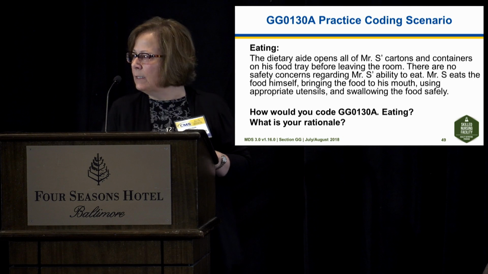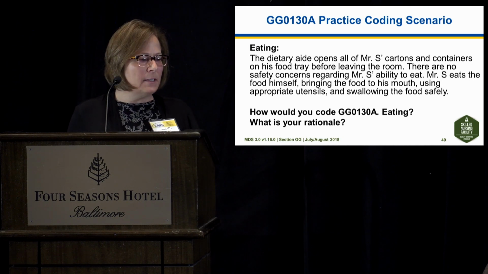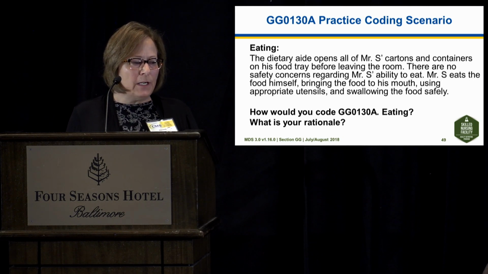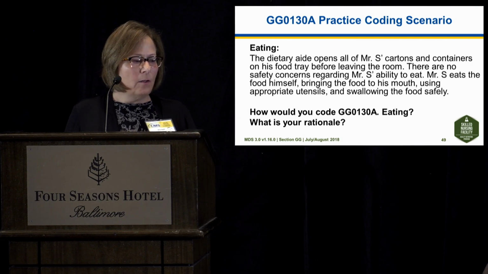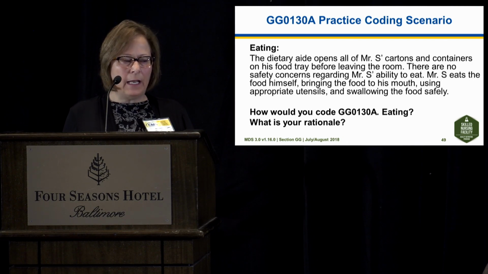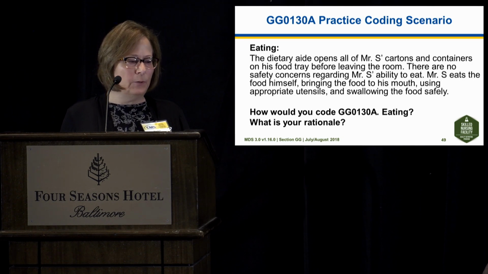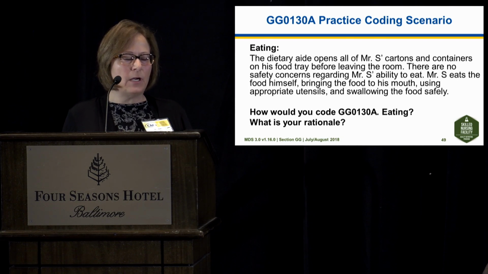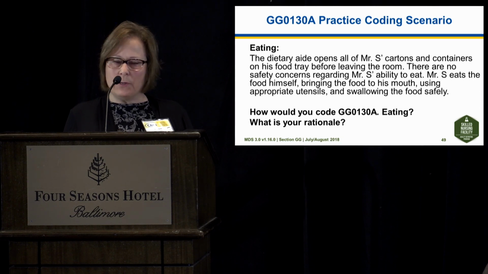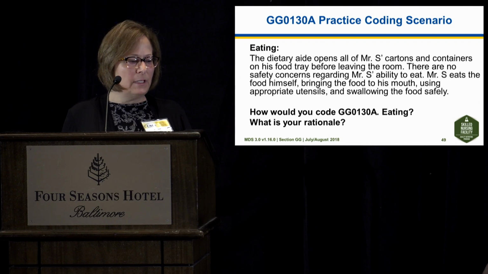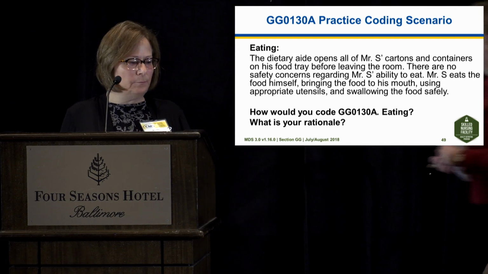So now I'm going to bring Anne up because we're going to go through some practice scenarios. For each of these items, we have, for eating, the dietary aide opens all of Mr. S's cartons and containers on his food tray before leaving the room. There are no safety concerns regarding Mr. S's ability to eat. Mr. S eats the food himself, bringing the food to his mouth, using appropriate utensils, and swallowing the food safely. How would you code GG 0130A, eating, and what's your rationale?